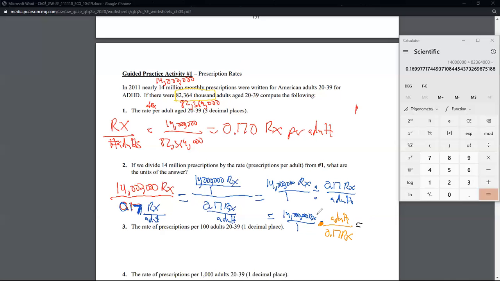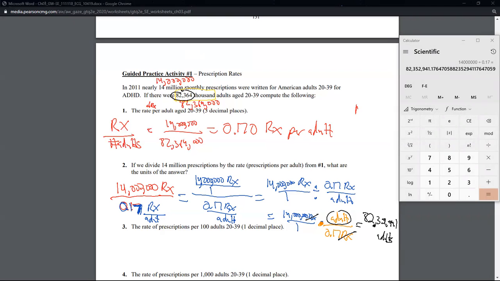So here's what happens. This prescription unit ends up canceling that prescription unit. The only units you're left with are adults. So whatever this number is, this 14 million divided by 0.17, let's go off of annotate. 14 million divided by 0.17. We end up with 82,352,000. Now, because of this 0.17 being rounded, this isn't exactly it, but it is pretty close. It's about 82,352,941 adults.